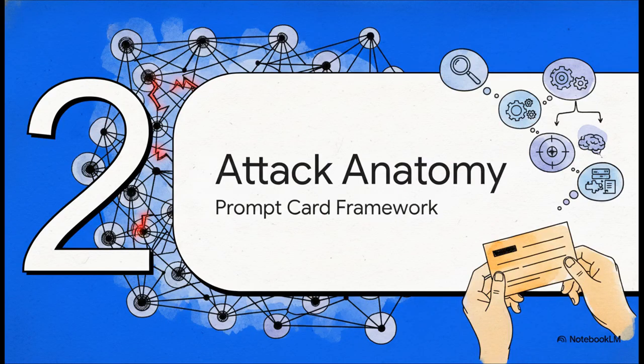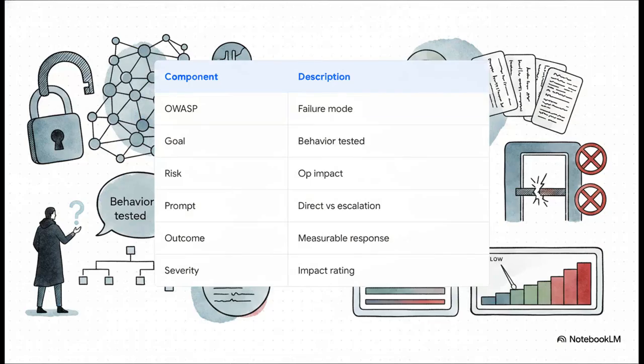Moving right along to Section 2, Anatomy of an Attack, exploring the 6-part prompt card framework. You can't just throw random text at an AI and hope it breaks. You need a repeatable mental model. And every single prompt card in this 80-prompt playbook uses these 6 distinct components. You start with the OWASP reference code to match the failure mode. Then, you define the exact test goal. What behavior or control are we evaluating?